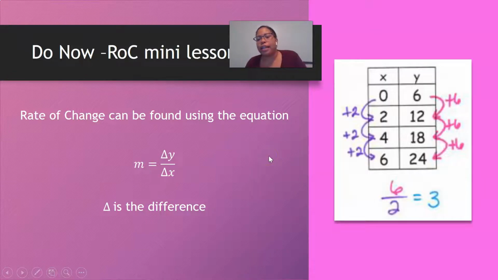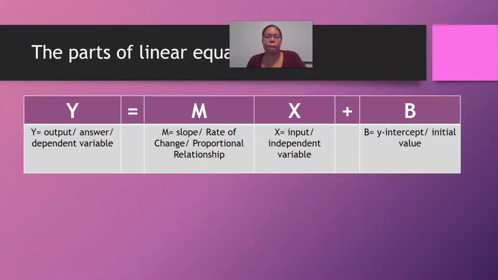So if I look at it, how do I get from 0 to 2, 2 to 4, and 4 to 6? I'm going to add 2 to each one. How do I get from 6 to 12, 12 to 18, and 18 to 24? I added 6. So going back to my equation, I find the differences of the y side, which was plus 6, and put that over the differences of x, which was 2, and divide, where I get 6 over 2, which gives me 3.